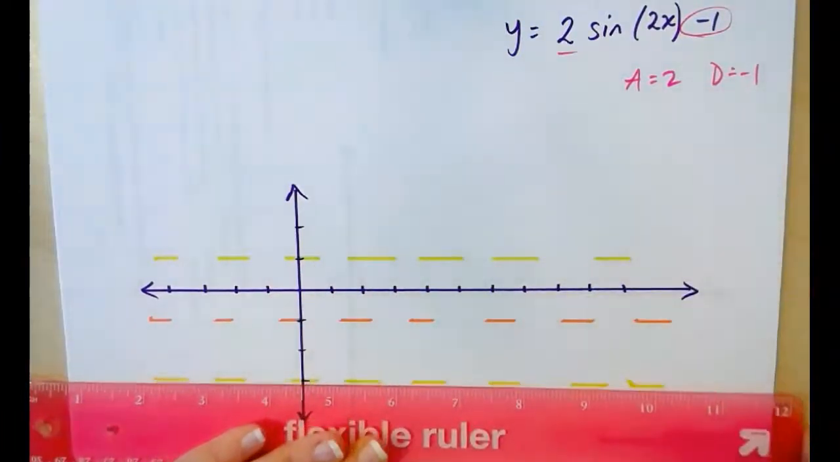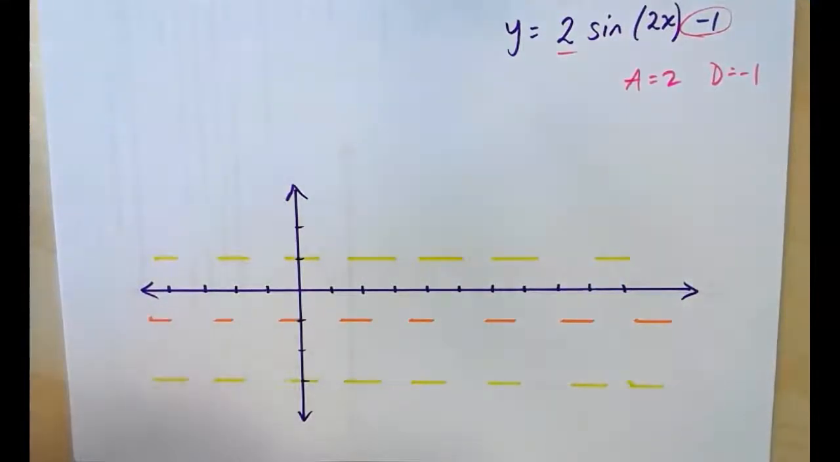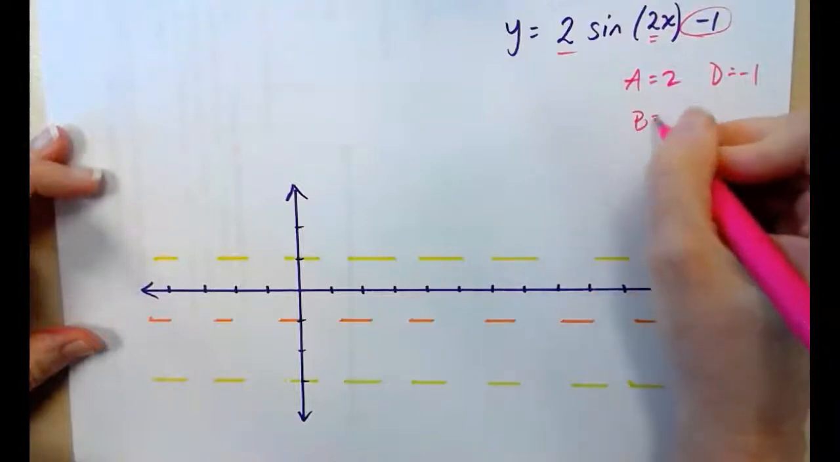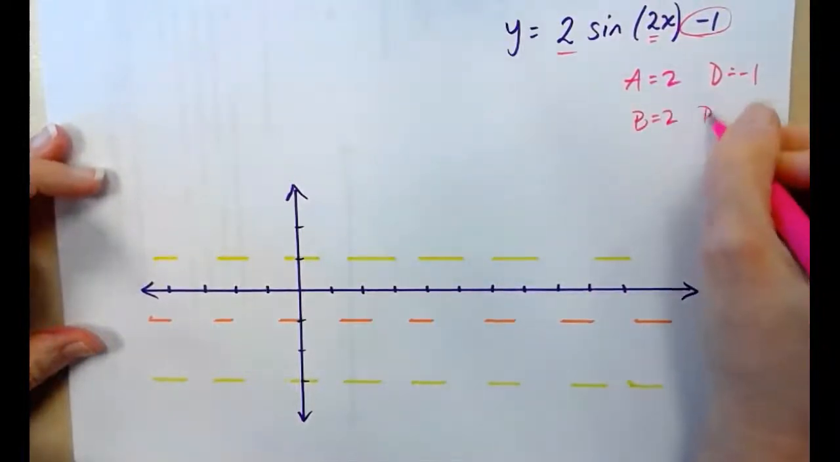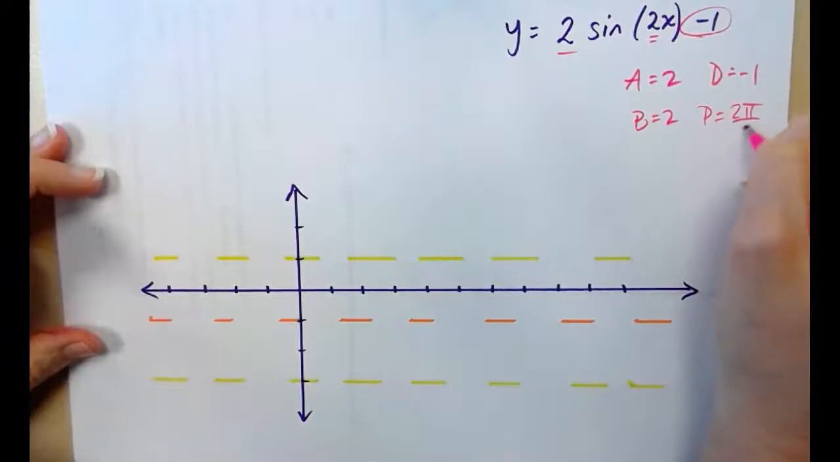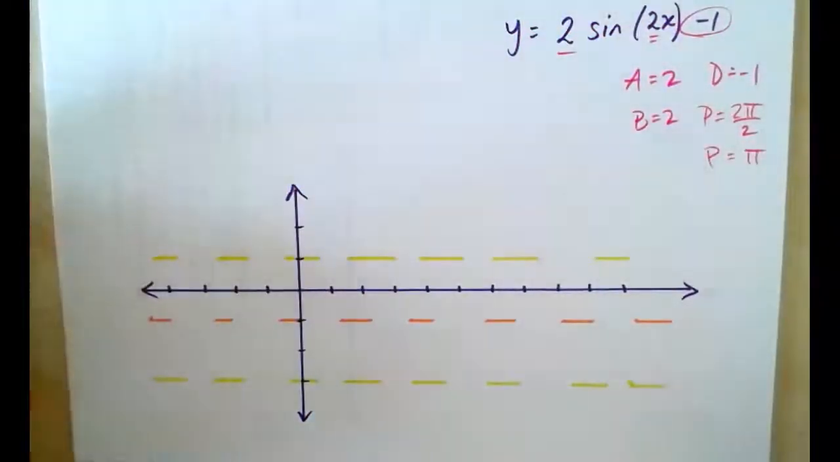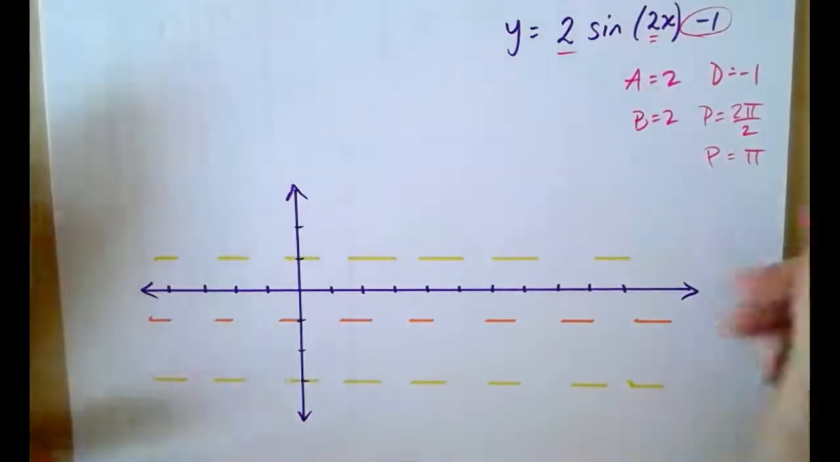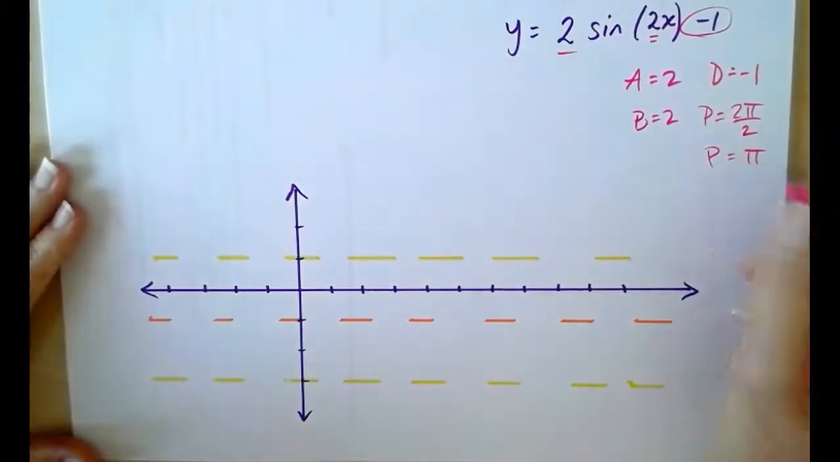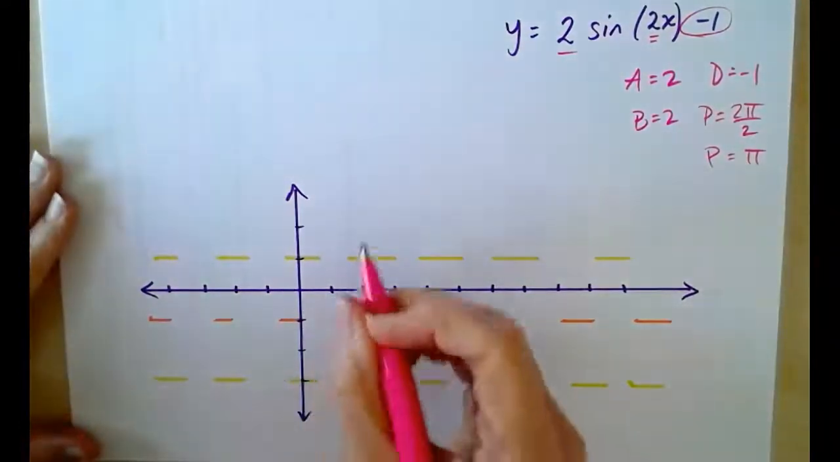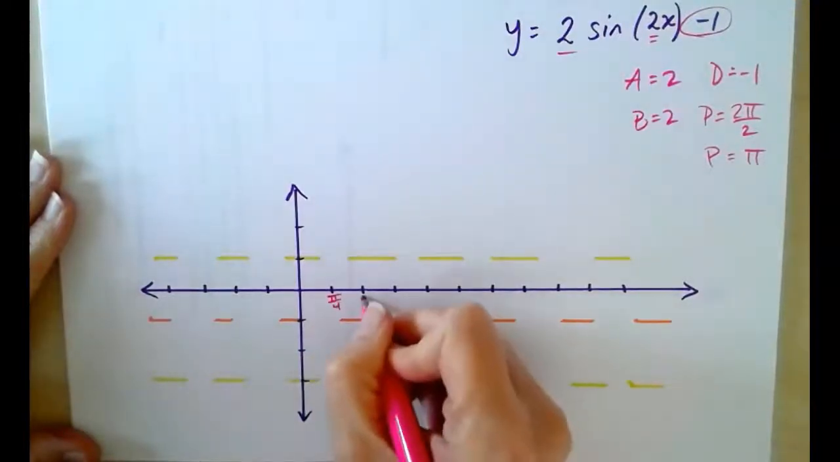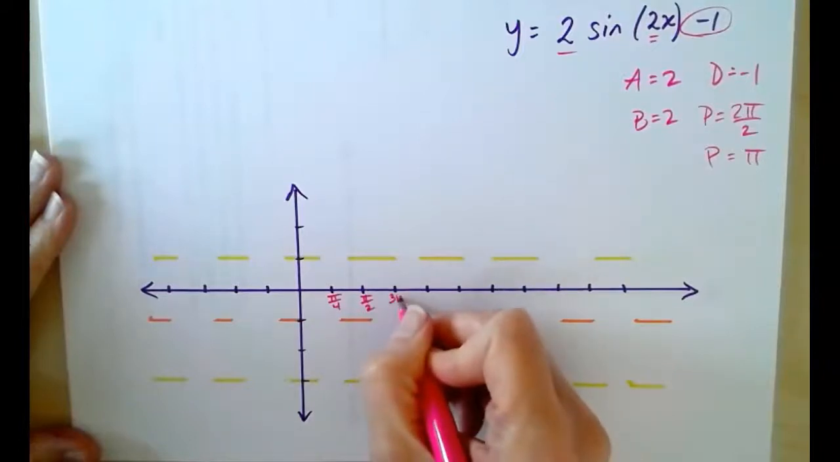So next, we have a B value of 2. If our B value is 2, we determine our period by dividing 2 pi by 2. Our period is pi units long. No phase shift here because there's no C value. So if our period is pi, then let's certainly go by pi over 4 so we have enough units here to make this as precise as possible.